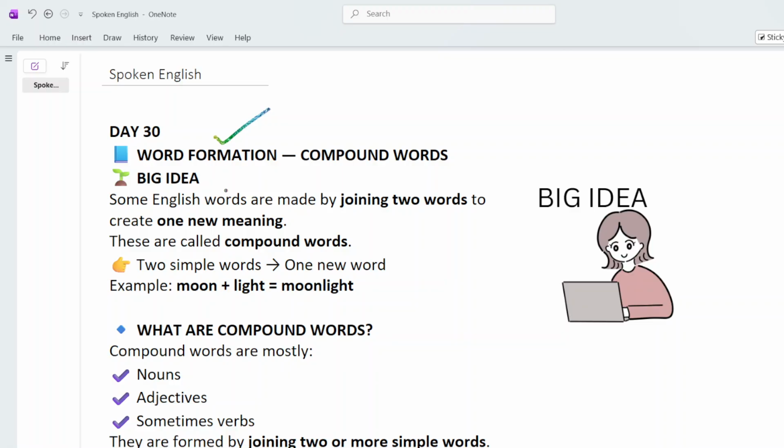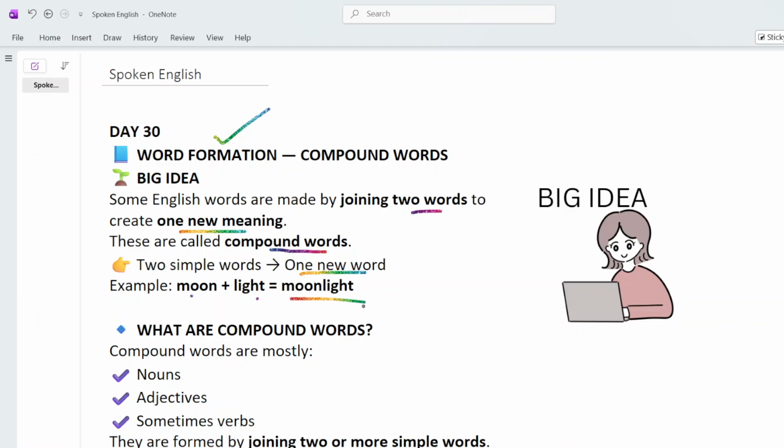So the big idea for today is some English words are made easy by joining two words to create what? One whole new meaning. And my friends, these are nothing but compound words. So two simple words form one new word, for example, moon plus light, moonlight, right? English builds new words the way we build Lego blocks, the puzzle games or anything that is pretty much directional towards building things, all right?